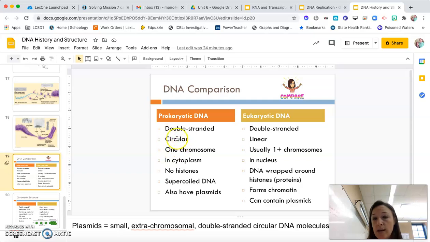It usually has one big circular chromosome, and then it has a bunch of small other pieces of DNA that are called plasmids. They're called extrachromosomal because they're in addition to the chromosome. Whereas eukaryotic DNA is linear, and we usually have more than one, like we have 46. Prokaryotes don't have a nucleus, so obviously their DNA is not in the nucleus. It's in the cytoplasm, whereas in eukaryotes, it is in the nucleus.